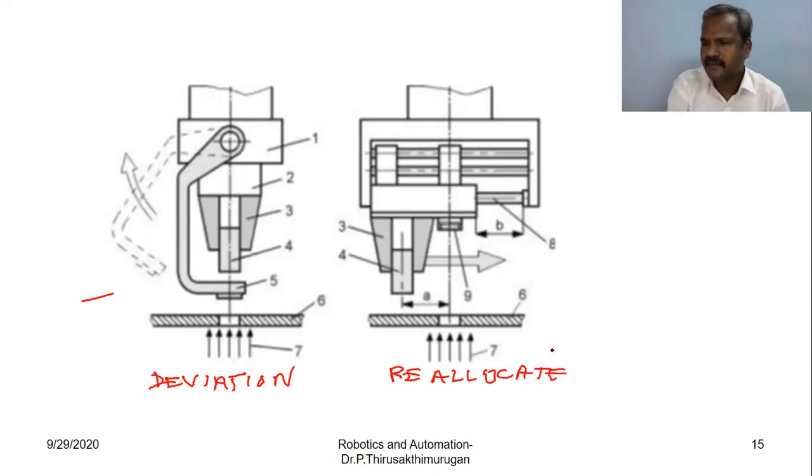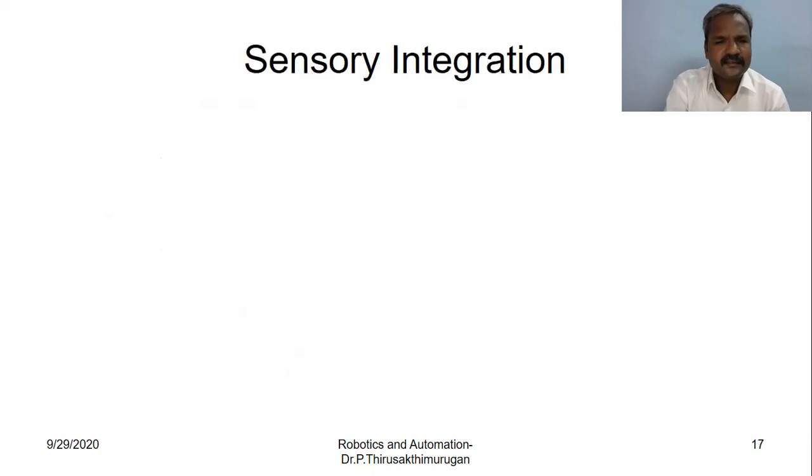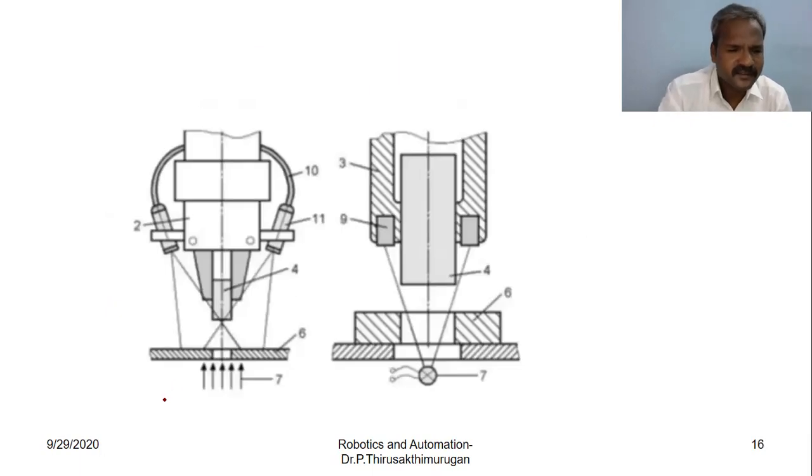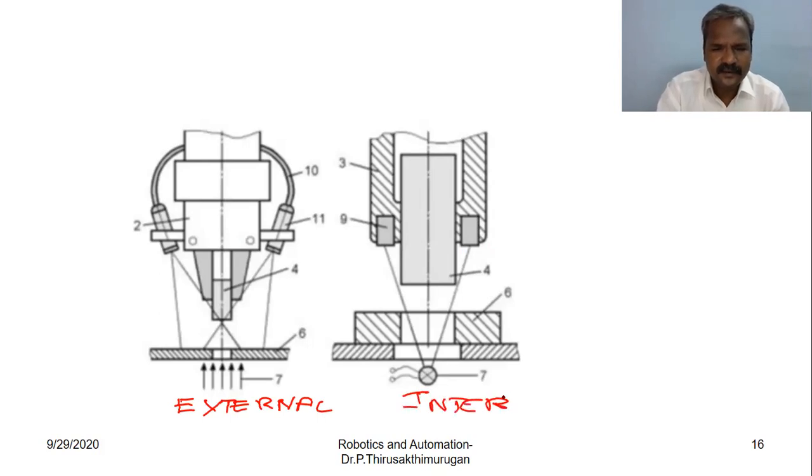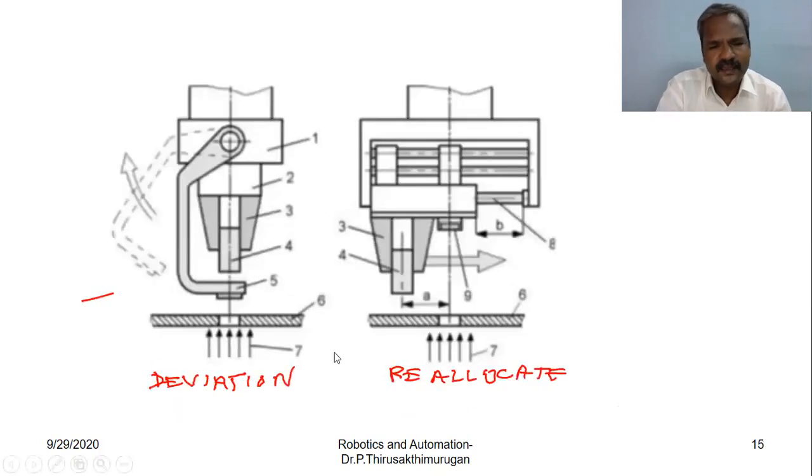Okay. This is external. Sorry. This is the external type of integrated sensor. This is the integrated sensor. So these are different types of grippers with the various types of integration. So the first one is the deviation sensor.